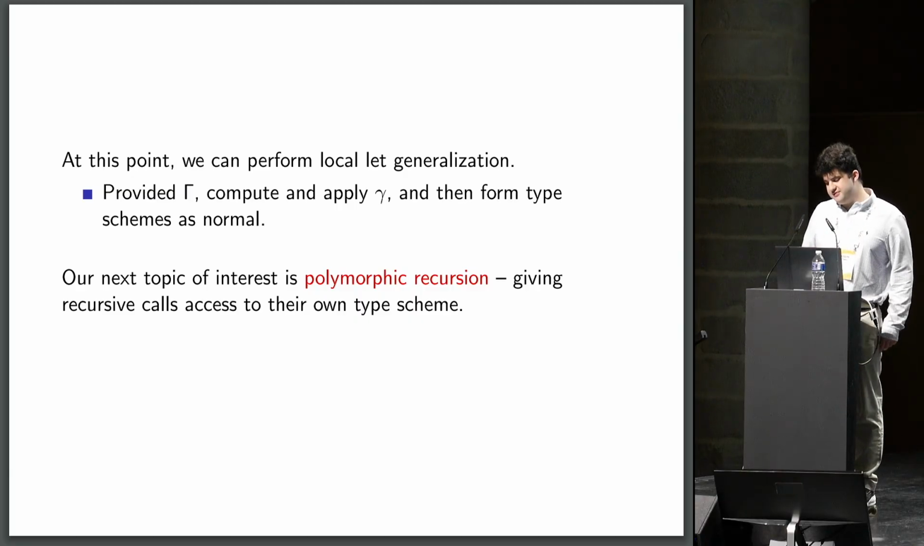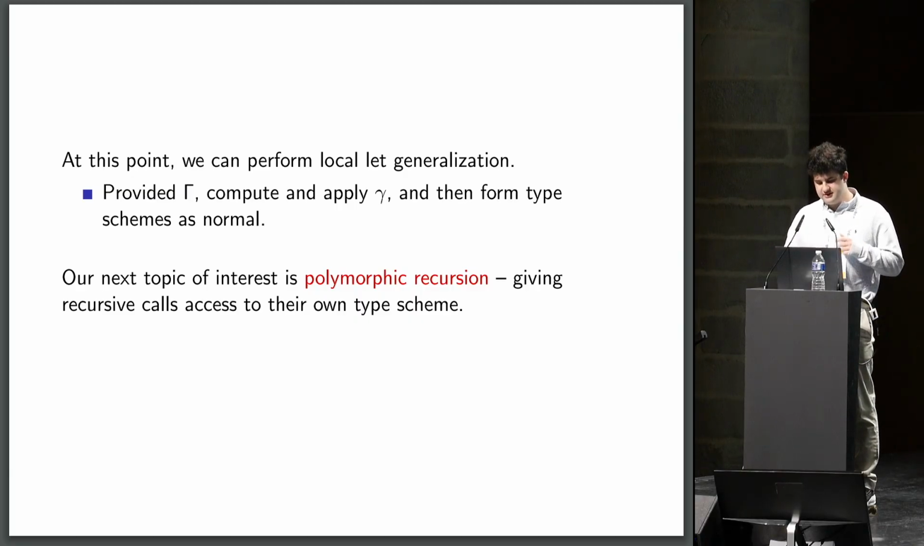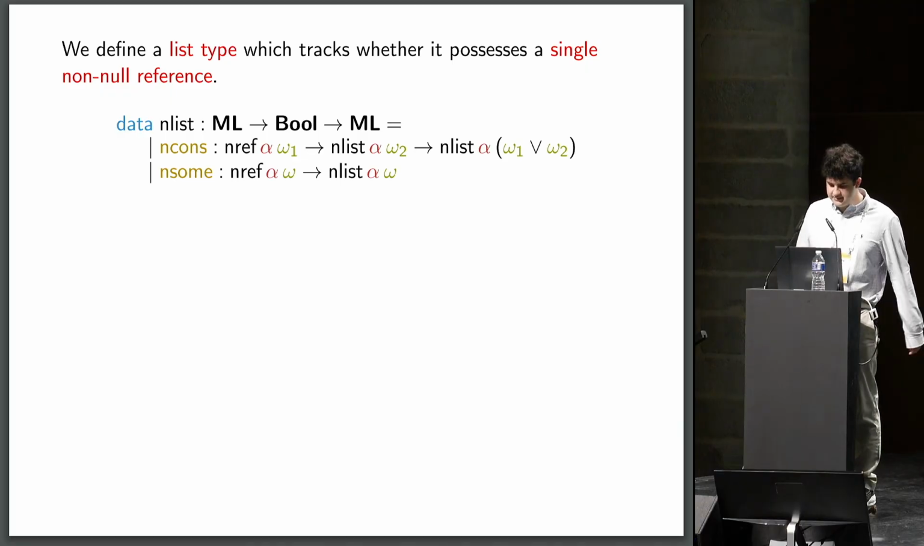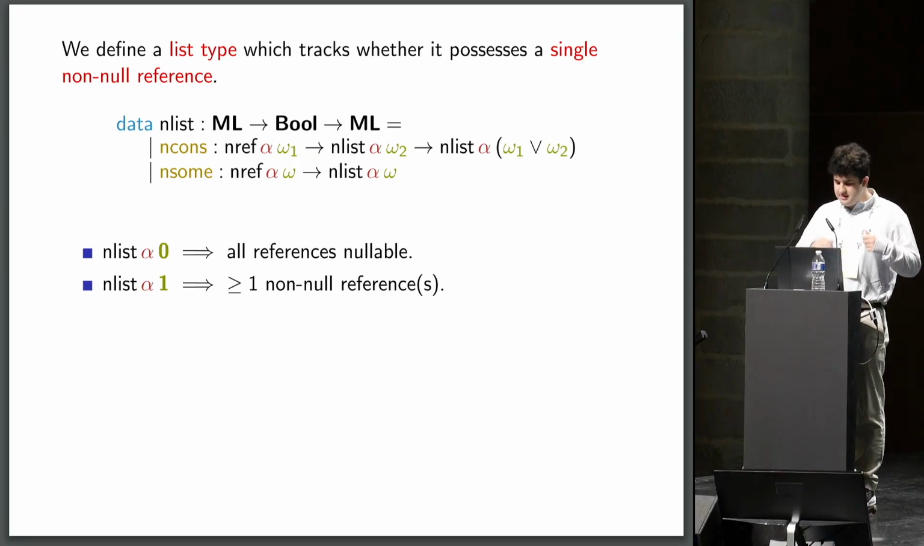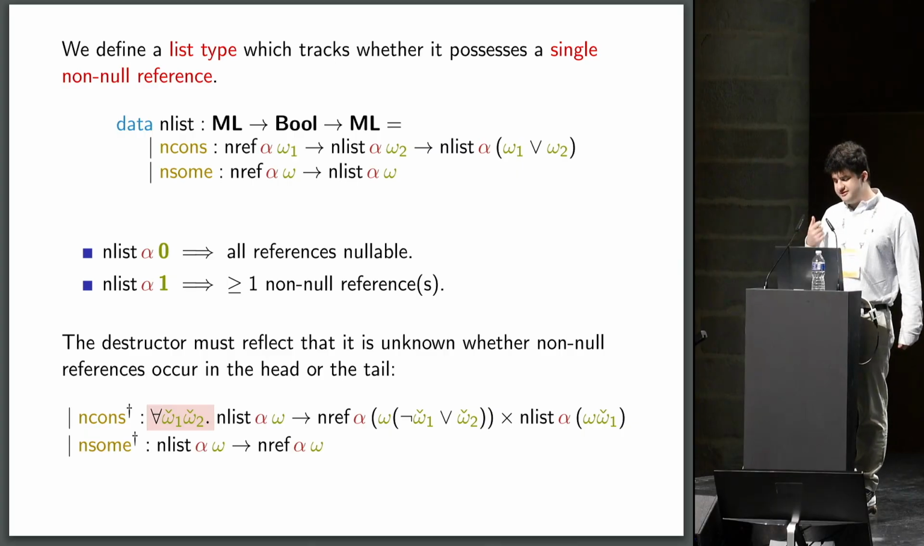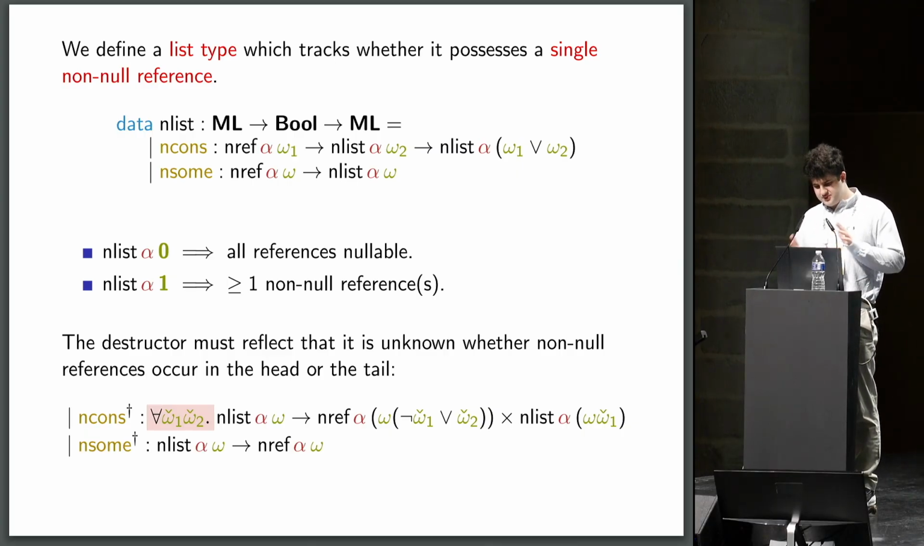And the next topic of interest is polymorphic recursion, right? Giving recursive calls access to their own type scheme. So we can define a list type as shown. Just the idea here is that if nlist binds 0, it means that all references are presumed nullable, but if it binds a 1, there must be a non-null reference somewhere in the list. Okay, the destructor must reflect that, so there's sort of a gap between the constructor and the destructor. We can't presume to know whether it's the head or the tail that contains the non-null reference, so the destructor has this existential component to it.